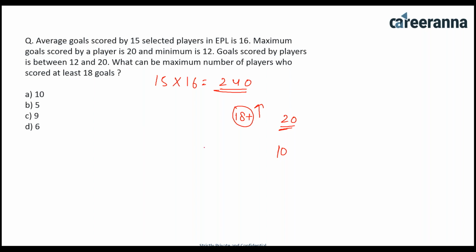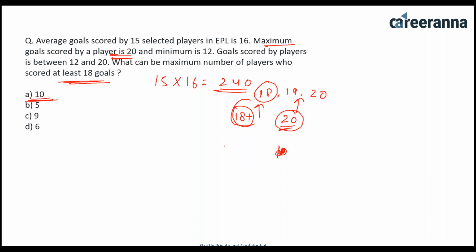Hello, am I audible to all? Okay. So one person scored 20 as per the question because the maximum goals scored by a player is 20. Now, if I take 10, one is this person, because we have to find out who scored at least 18. That means 18, 19, or 20, right?